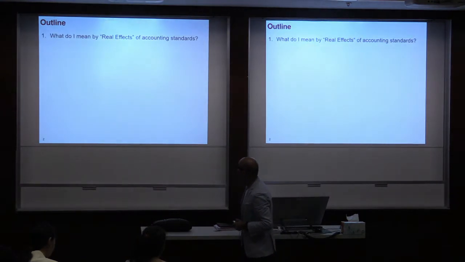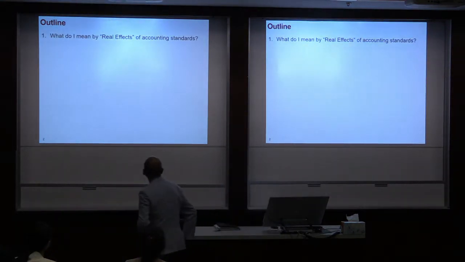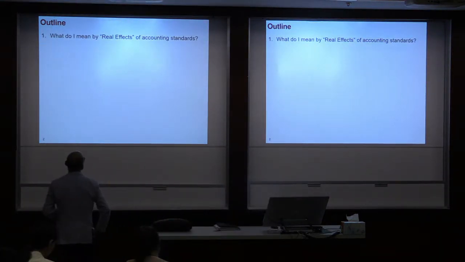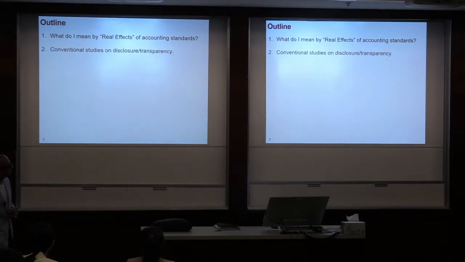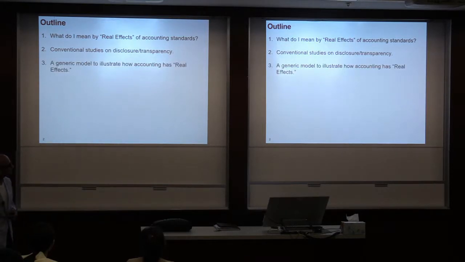So here's the outline of what I want to discuss before I get to the board. What do I mean by real effects? Jeremy gave you a flavor of it by saying it's a feedback effect. I view it more as a feedback, as you'll see. It's above and beyond the feedback effect that work is done on in finance and economics. I'll talk about some studies on disclosure and transparency and relate that to real effects. And then I'll show you a very simple model that shows you how you can generate real effects.